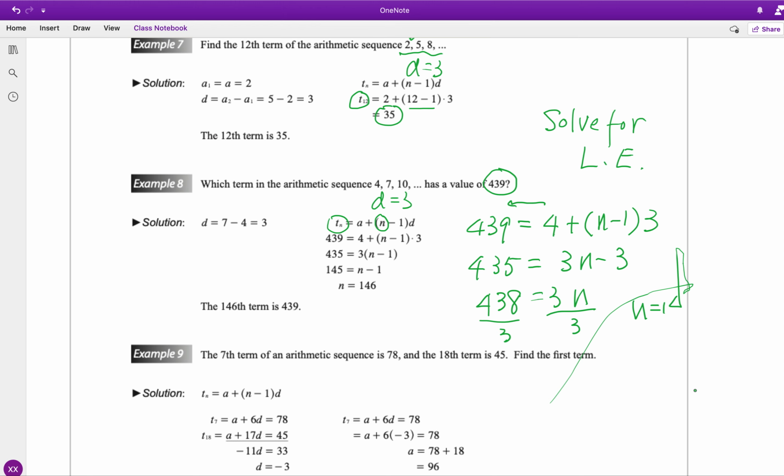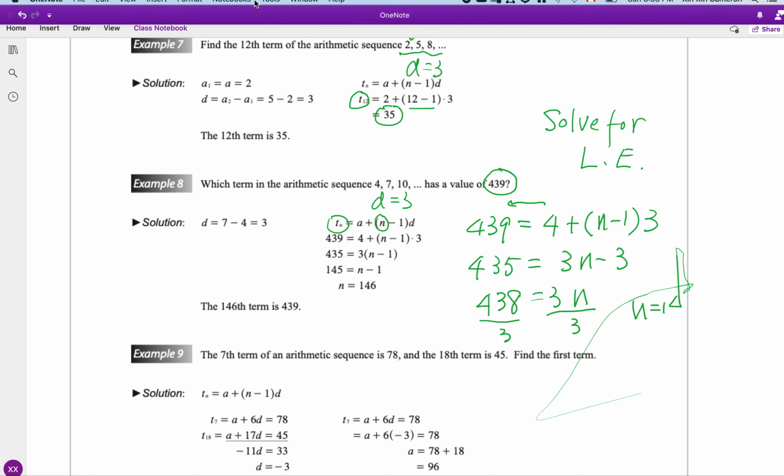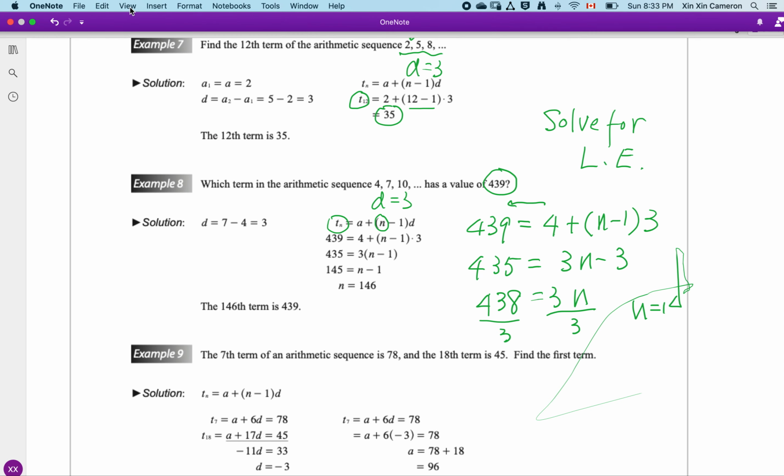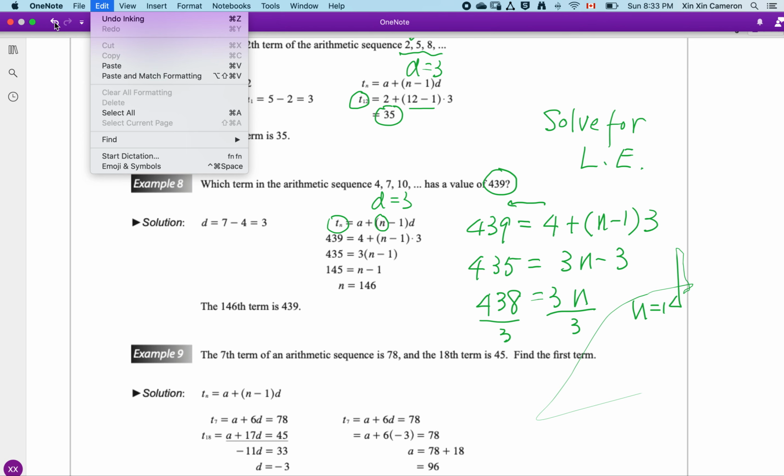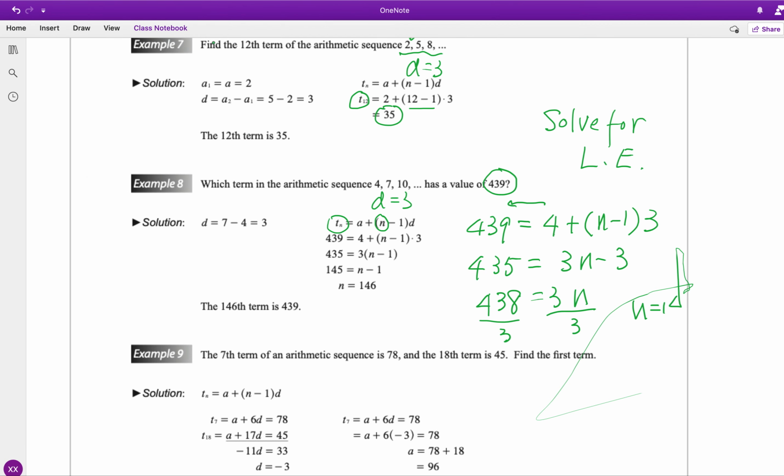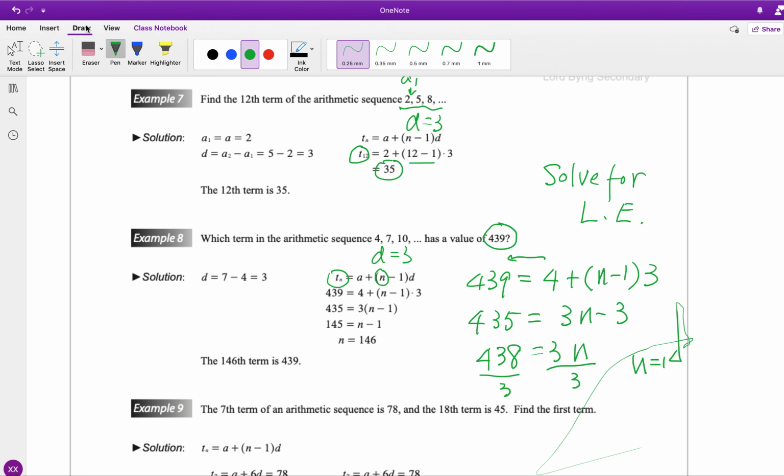Oh, what's happening here? I just did something to get something wacko. So let's see. Let me draw again, see whether I can correct this. Okay, so n equals 146. Uh-oh, what's going on here? I needed to draw it. And here we go.